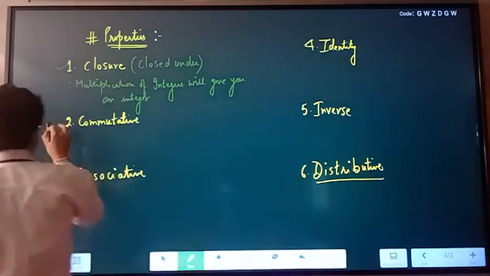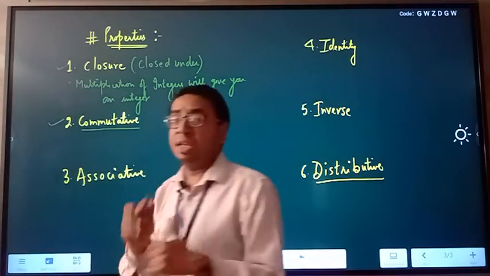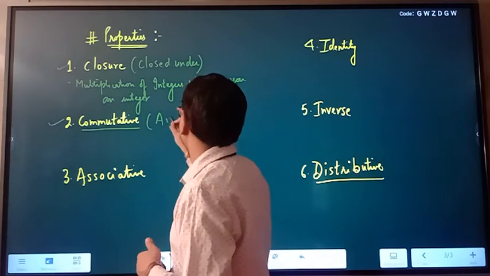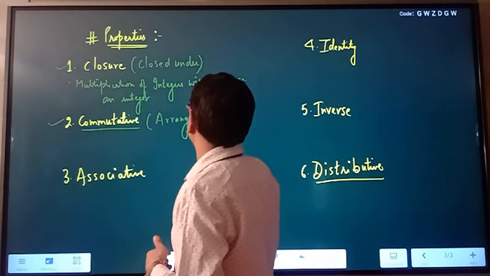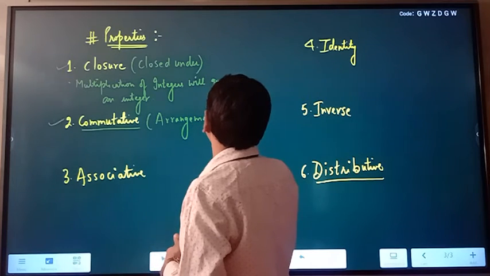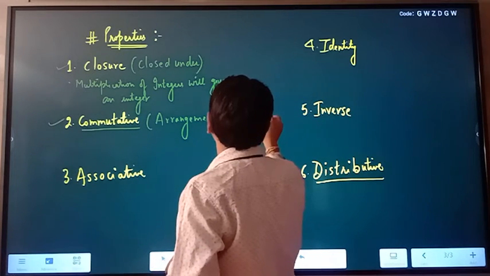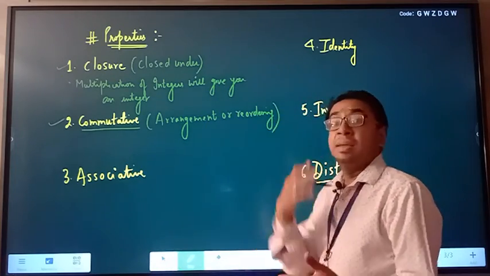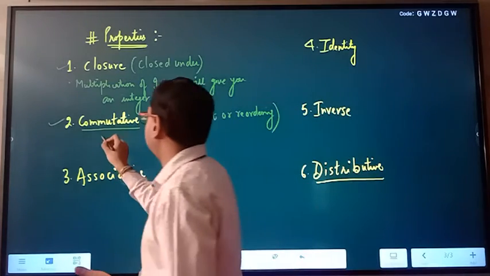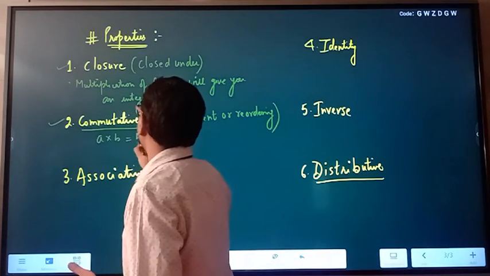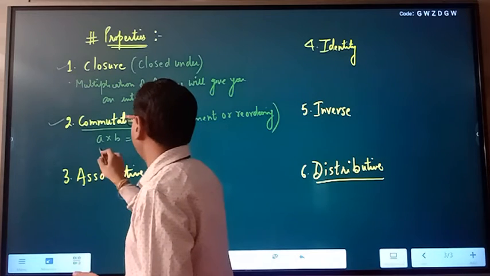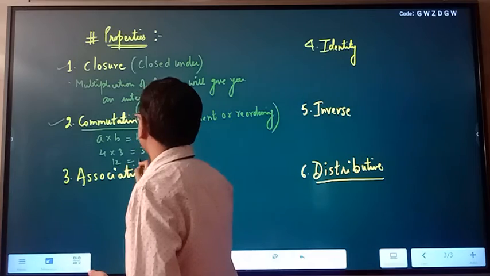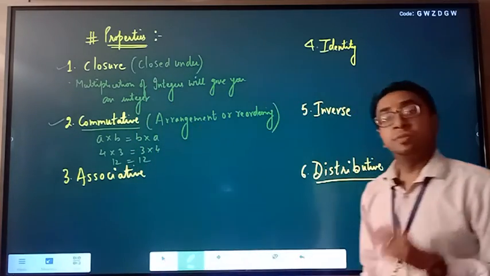Next, commutative. Again, communication is happening. A is talking to B, B is talking to A, or arrangement or reordering. Another name, that's not a problem in our case. So commutative means communication. That is A into B is equal to B into A. And it is followed. You can see 4 into 3 or 3 into 4, answer is 12. Hence commutative property, multiplication follows.